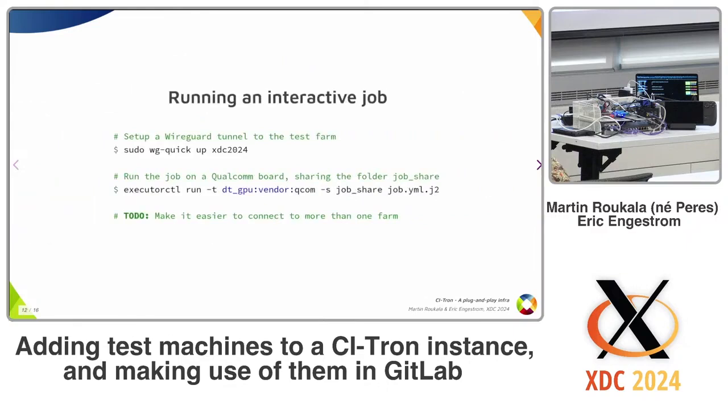Very good. Then we can run interactive jobs on it. We don't really have much time for it, but the way you do it is first you connect to the farm using WireGuard, and that means that if you have multiple farms, you can connect to all of them. Then you just run this command, executor ctl run. Then you set the tag that you want to use, one or many, and you set a folder: all the files that are in there are going to be uploaded to the device under test. And then all the files that are going to be added there by the test job are going to be downloaded back after the execution. So at this point, you would have all the files from the job.